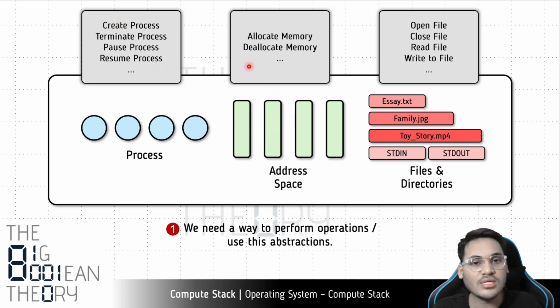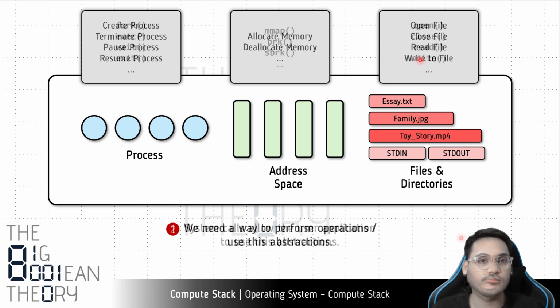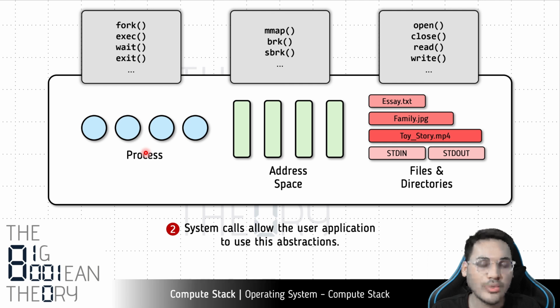For memory, some example operations are allocation and deallocation. For files, some example operations are opening a file, closing it, reading data from it, and writing to it, right? So the point is there are several virtual resources that the OS has created. Now it must also provide a mechanism so that the layers of software that run on top of the OS can use these virtual resources. So this is where system calls come into the picture.